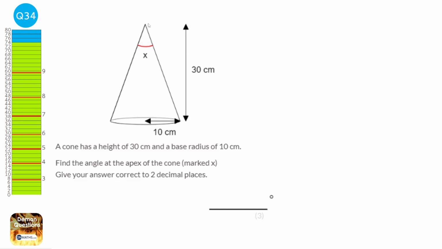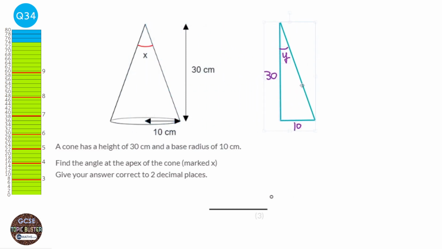So the first thing we need to realise is that we can create a right angle triangle from within this cone. So if I draw a line from the top going downwards, a line to the right and a line up, and we can label the sides. So we've got 30 here, and we've got 10 at the bottom here, and we're looking for this angle here, which we're going to call y. And if I just highlight all of this and move it across, then we're obviously going to be using trigonometry to find out what y is.